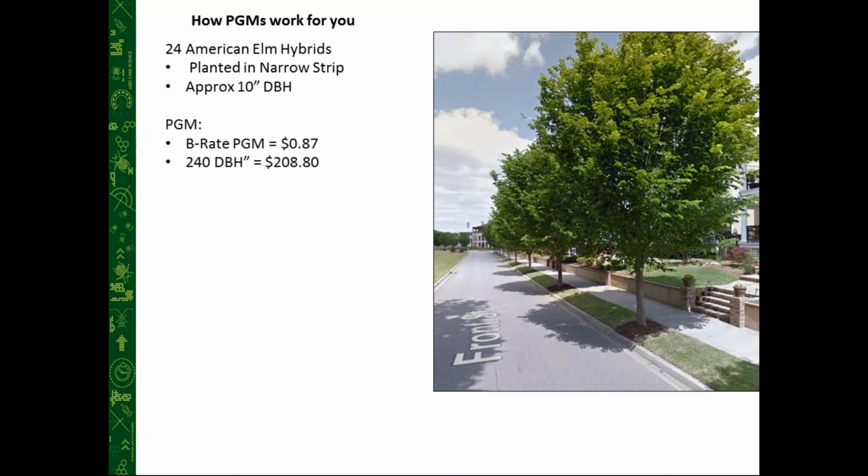In this case, these are hybrid elm trees, so we came up with the B rate, which, at just your stock cost, is going to cost 87 cents an inch for these trees. They're approximately 240 inches in diameter, so the cost of the product was $208, just a little bit more than half a gallon's worth of CanvaStat. It took 2 man hours to do this, so it cost the company $308.80.